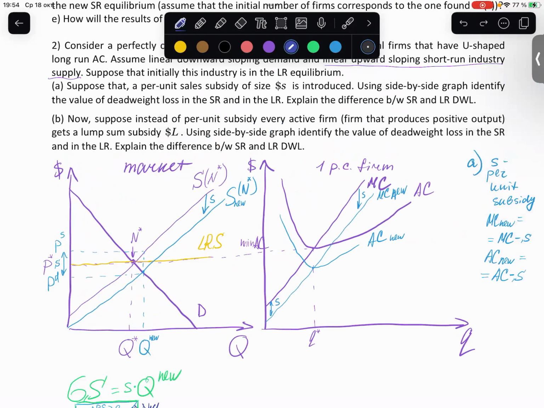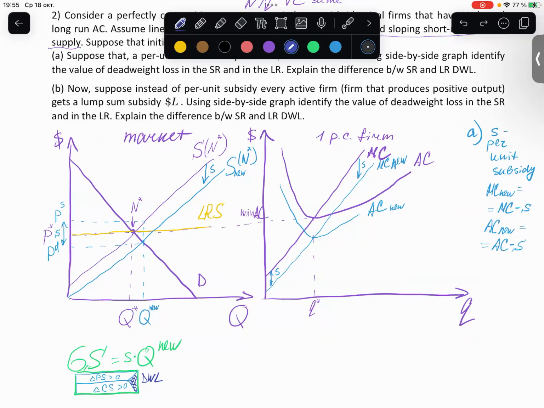What we also should show: identify the value, explain the difference. Anyway, as now we earn more from each unit, we will have positive profit. Yes, but it's not the question of our task.